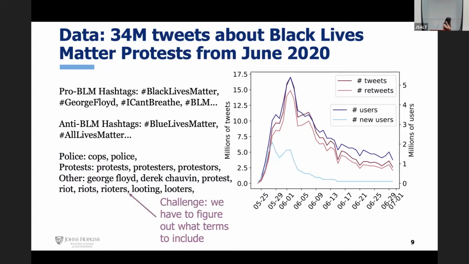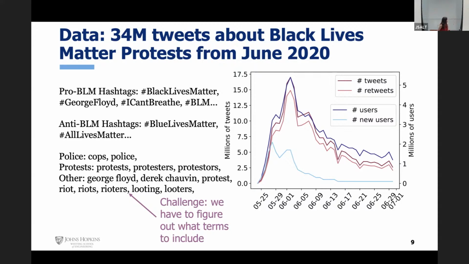Okay, so let's do that. So we start by pulling tweets about Black Lives Matter protests from the summer of 2020. This is the volume of tweets in the data set that I'm talking about. You can see there's a huge initial peak of tweets, and then it slowly drifts downwards over the course of the summer. This covers about 6 weeks of data.